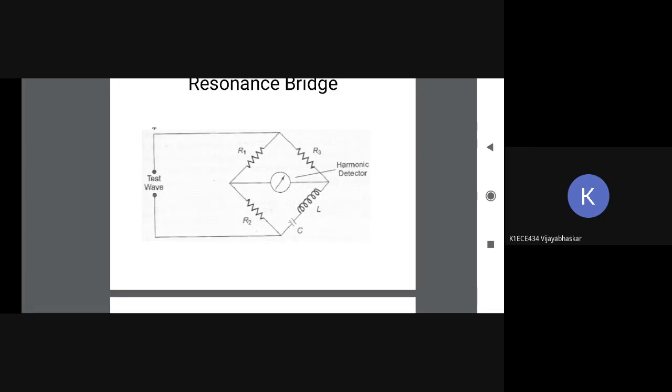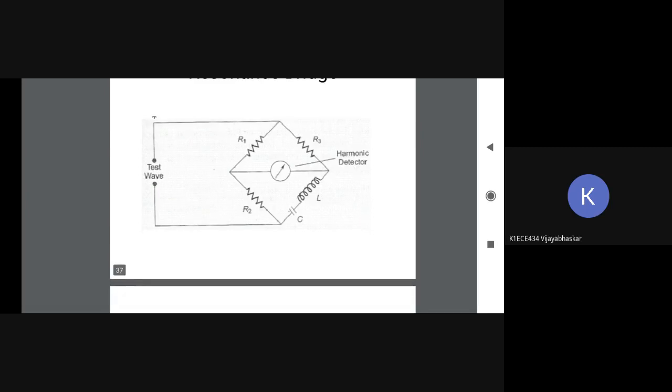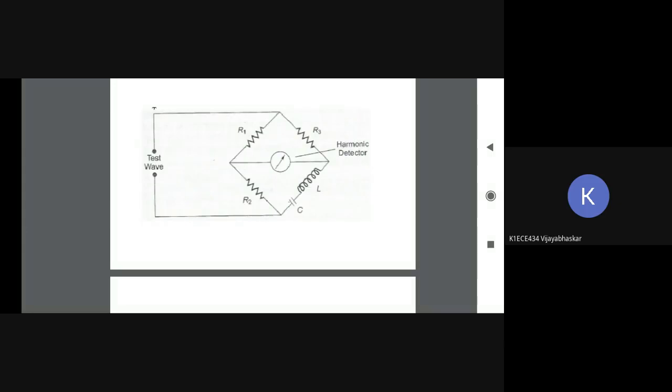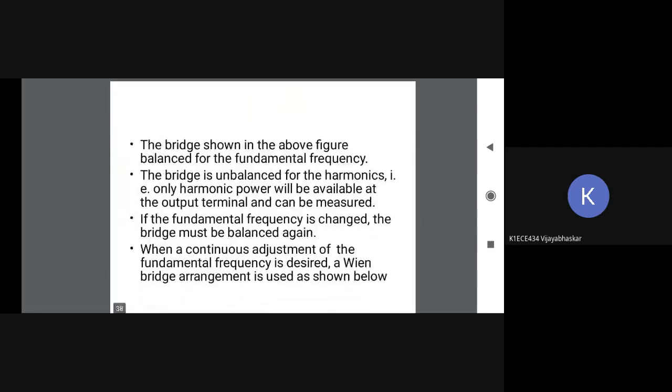But in those unbalancing conditions also, we have to find how many types of harmonics are present in this input, which is also measured by this indicating meter only. So this indicating meter is the harmonic detector. So if a bridge is in unbalancing condition, this harmonic detector measures how many harmonics are present. So this is regarding the second point.